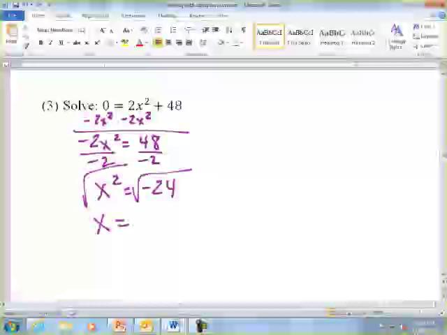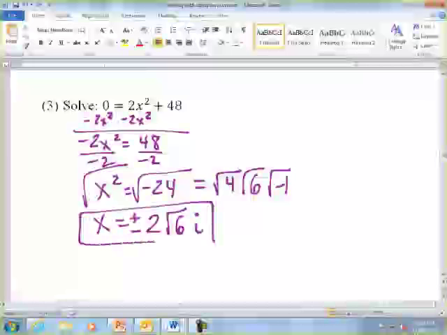So I get x equals, we need to break down this 24. How are we going to break it down? 2 root 6. So it's 4 times 6, and then we've got that negative 1. So that gives us 2 root 6 i. And what else do I need? Plus or minus. And that's our final answer because x is all alone.